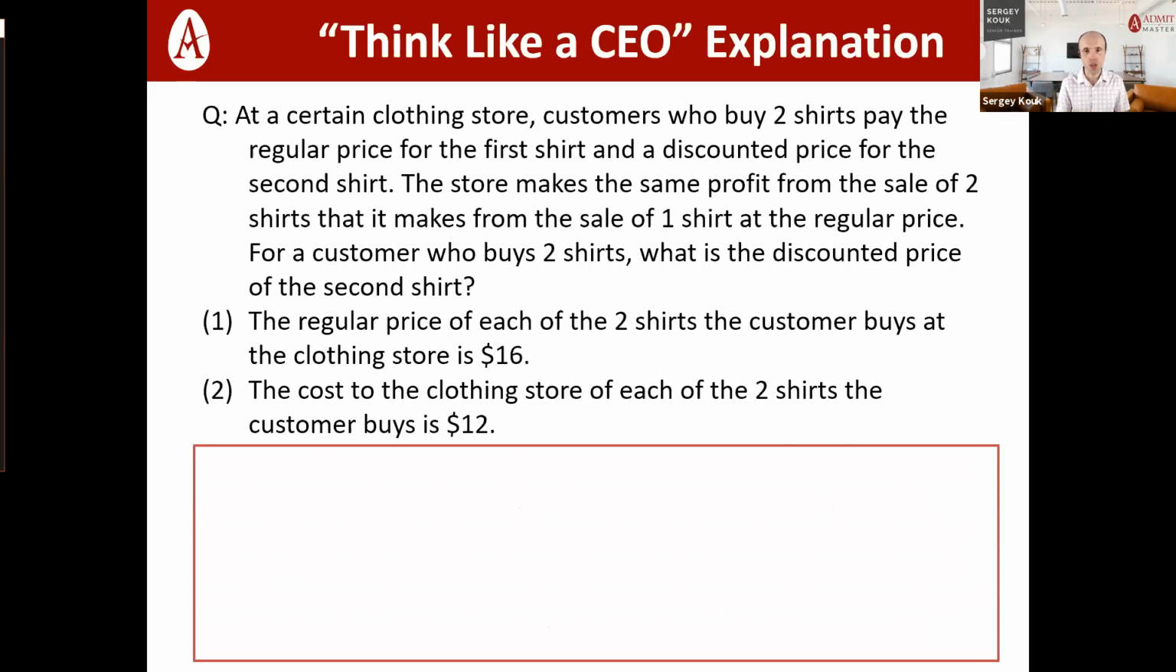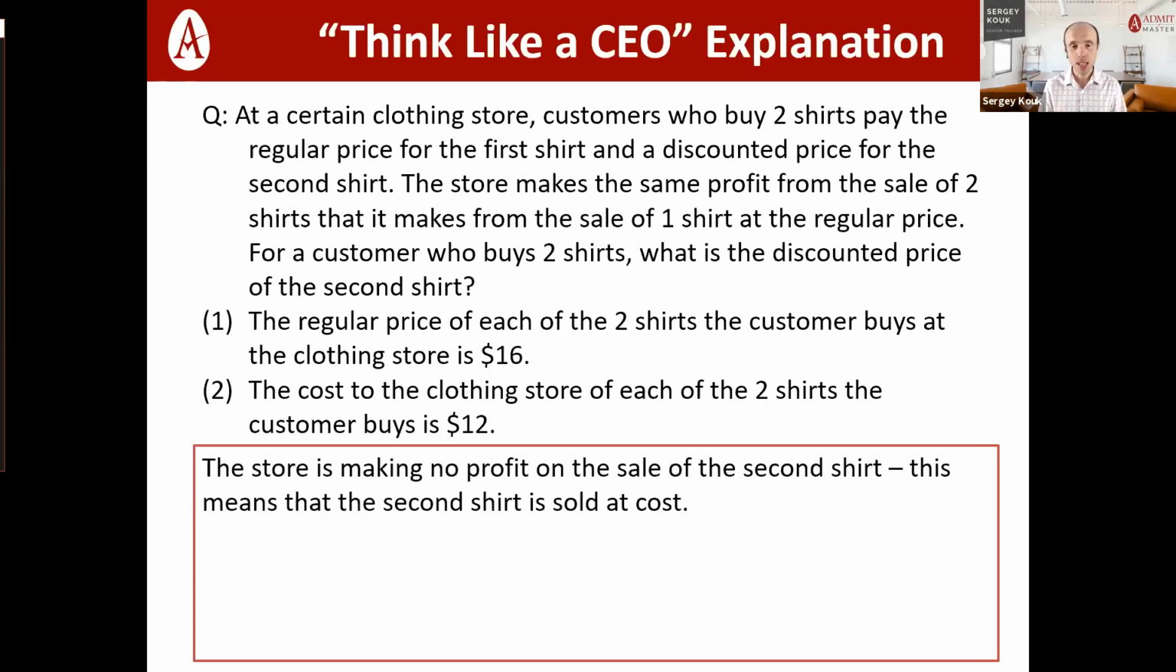Somebody who walks into our store and buys 2 shirts, we're going to have a sale. They're going to pay the regular price for the first shirt and the discounted price for the second shirt. And notice that what we're told is the store will make the same profit from the sale of 2 shirts as it will from the sale of 1 shirt. What does this mean? Well, that simply means that the store is making no profit on the sale of the second shirt. The entire profit was made on the first shirt because it was sold at the regular price.